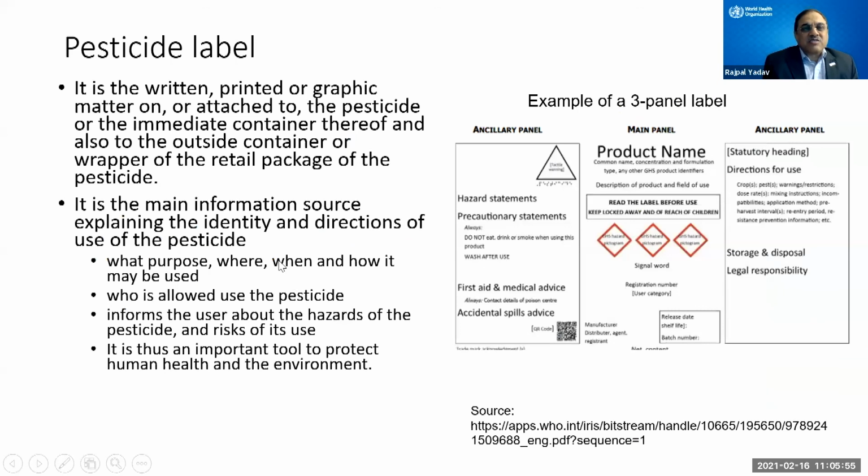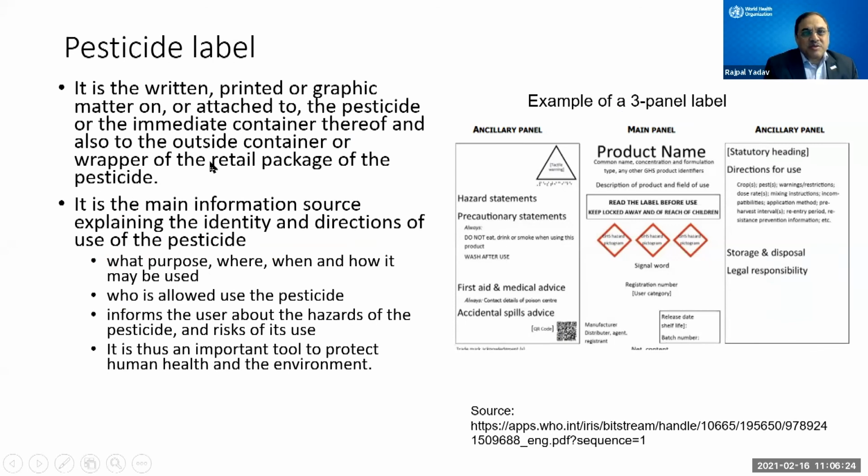Finally, I think this is the last slide, maybe the last but one, which is that when you buy an insecticide, either a packet or a bottle, you'll find a label either pasted on the bottle, or there could be a leaflet that is supplied separately along with the packet. And basically, a pesticide label is written, printed, or graphic matter, or it can be attached, or it could be on an immediate container thereof.